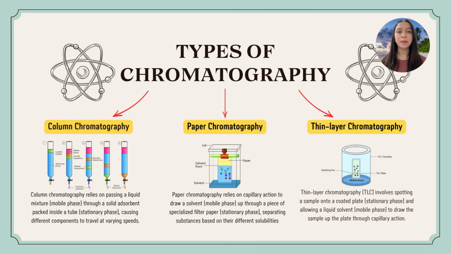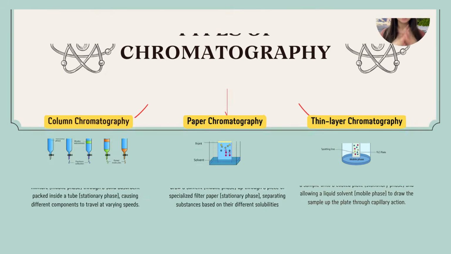It relies on capillary action to draw a solvent up through a piece of specialized filter paper, separating substances based on their different solubilities. And then third is thin layer chromatography, also known as TLC. It involves spotting a sample onto a coated plate and allowing a liquid solvent to draw the sample up the plate through capillary action.